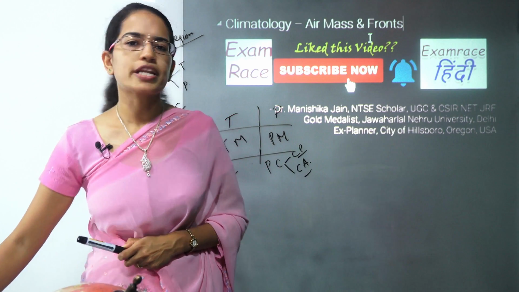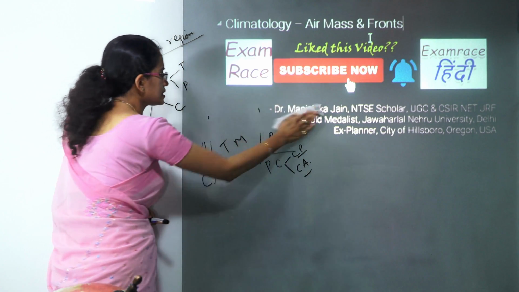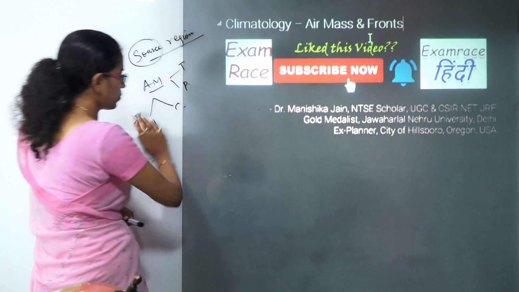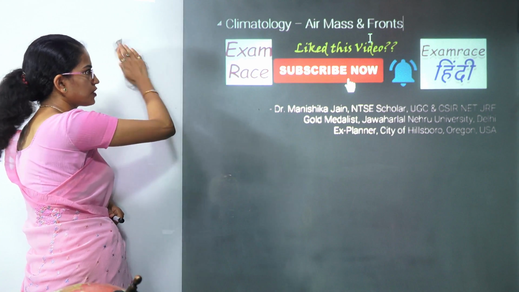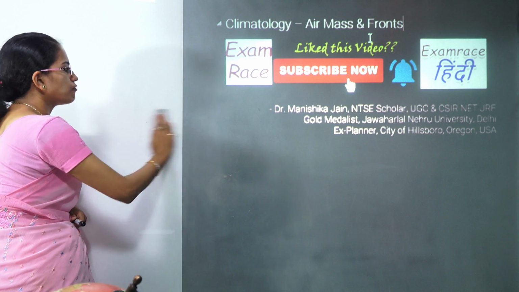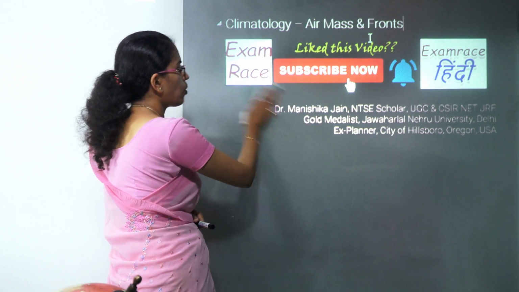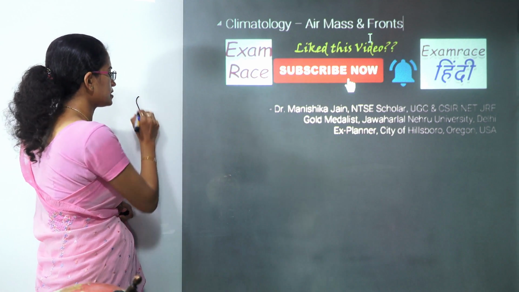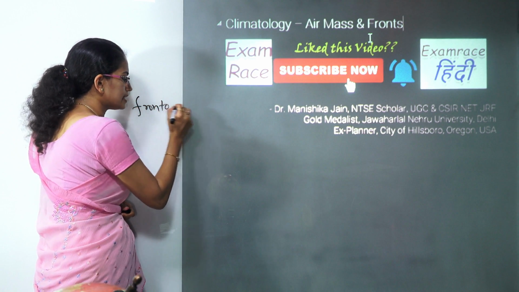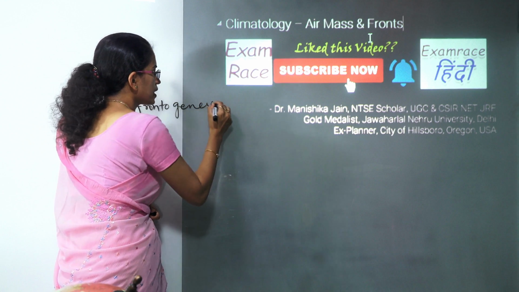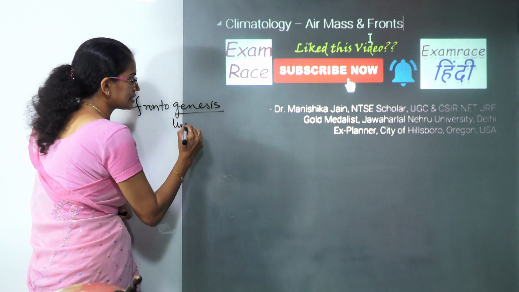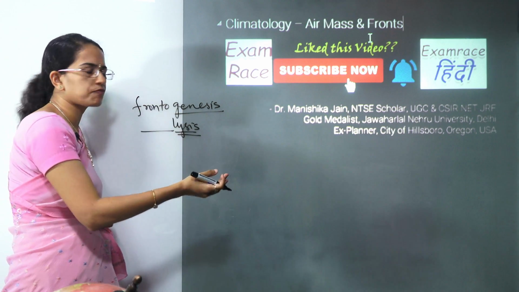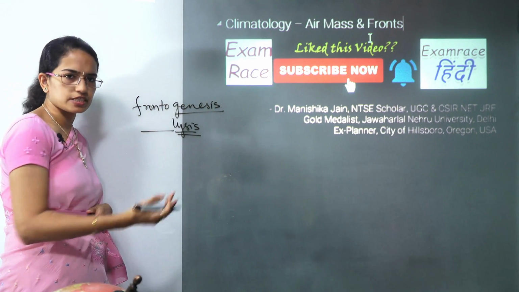The next important term is fronts. A front is basically the boundary that is formed between a warm and a cold air mass. If a front formation is taking place, we call it the process of frontogenesis. Genesis means origin. If instead of genesis I put lysis, that means destruction. So frontolysis shows destruction of a front, frontogenesis shows formation of a front.